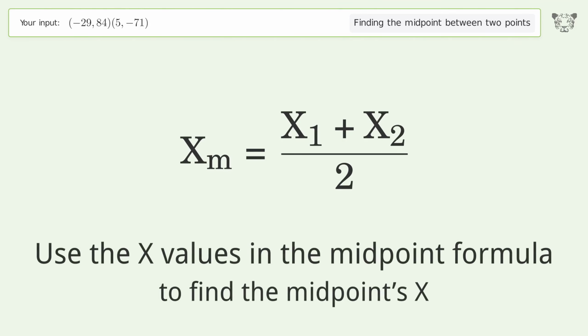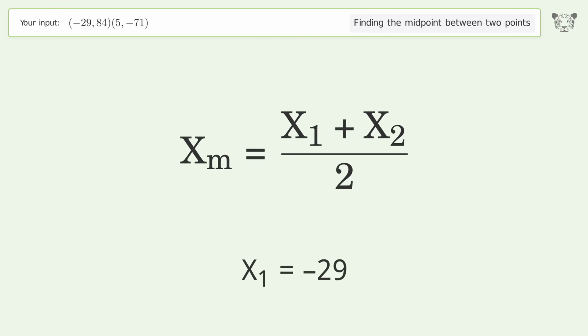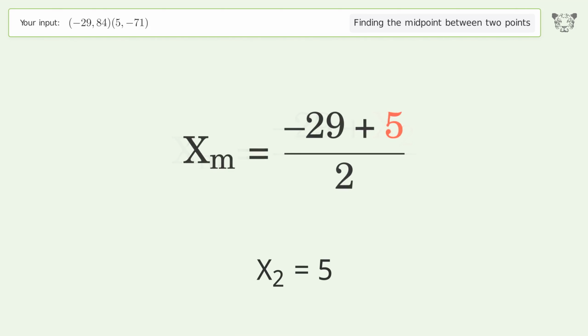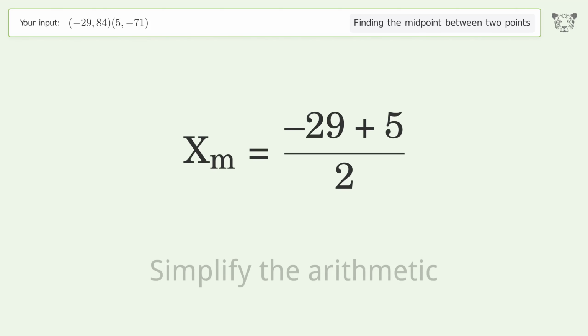Use the x values in the midpoint formula to find the midpoints x. x1 equals -29. x2 equals 5. Simplify the arithmetic.